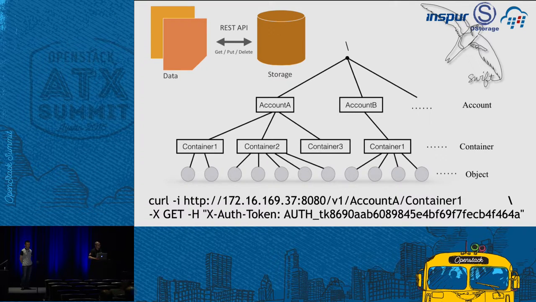We use GET to read data. And we use PUT to upload objects or create containers. We can also use POST to modify the metadata of a container or an object. And we use the DELETE action to delete objects or containers. So this is the basic way to access Swift storage.